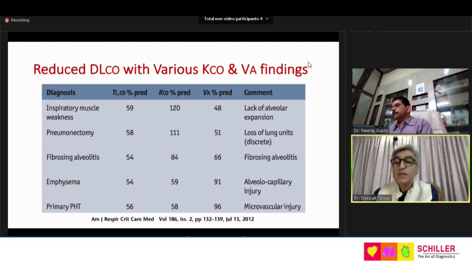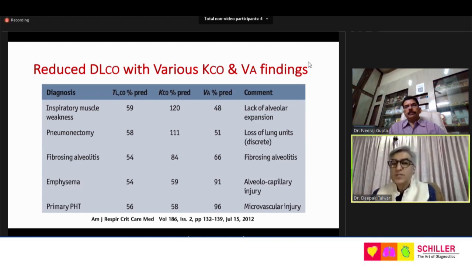So in pneumonectomy, despite the TLCO or the diffusion capacity being low, KCO is normal. In fibrosing interstitial lung disease, again, you can have a low diffusion capacity, but you also have a normal KCO. In emphysema, the diffusion capacity and KCO both are reduced. And in pulmonary hypertension, because it is the quality of the membrane uptake, or the efficiency of the CO2 uptake by the membrane, both the KCO as well as the DLCO are reduced.